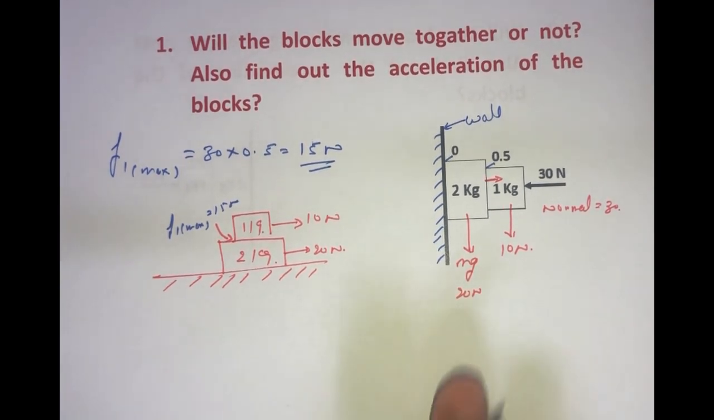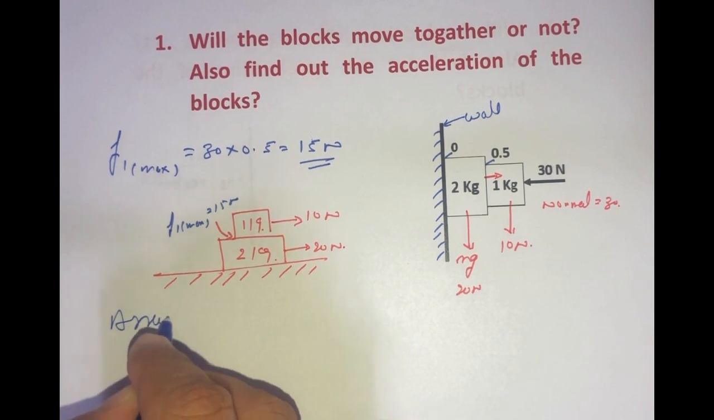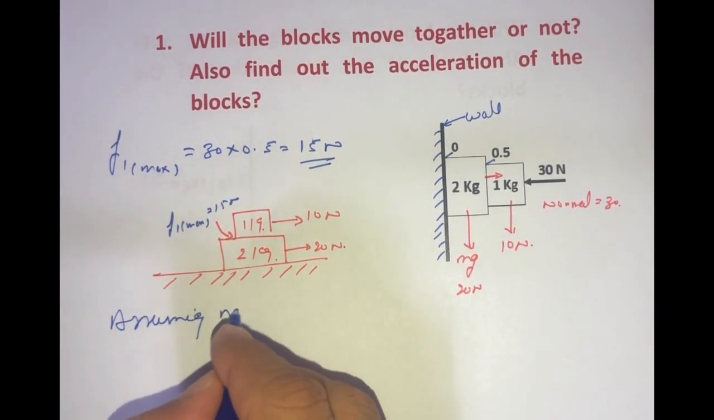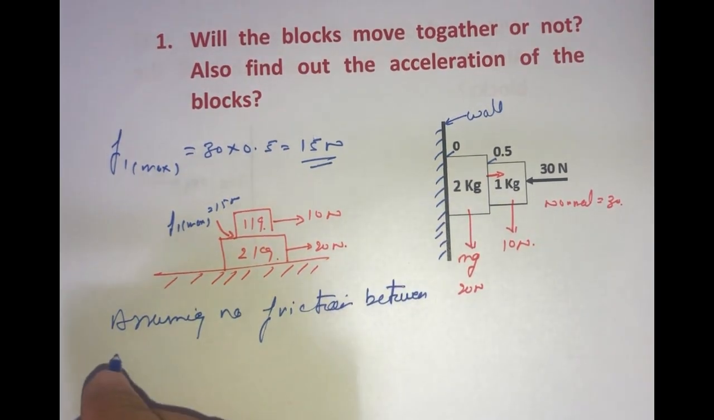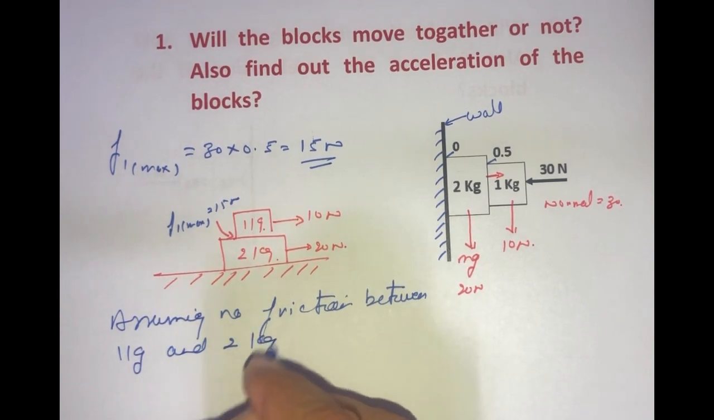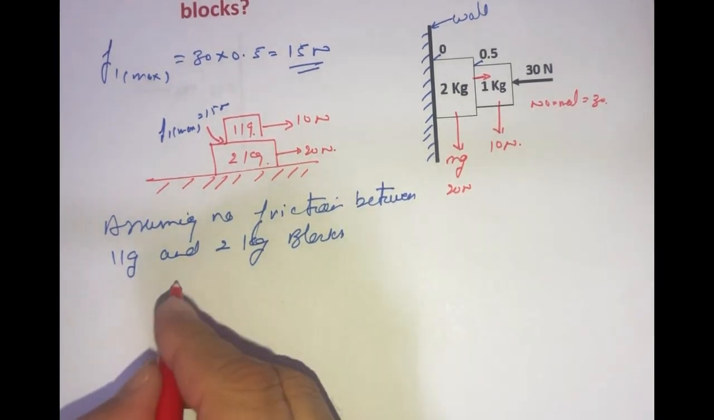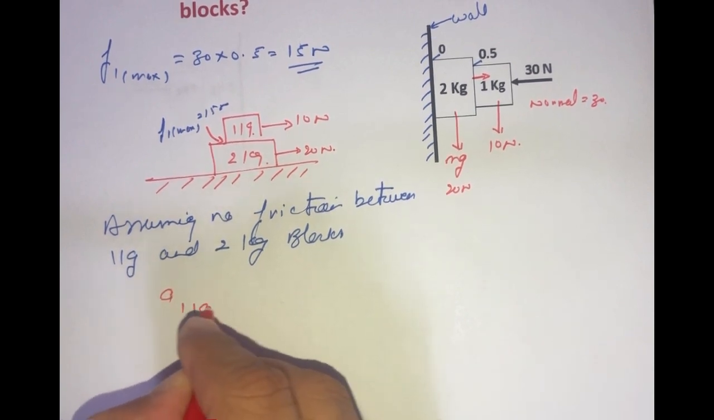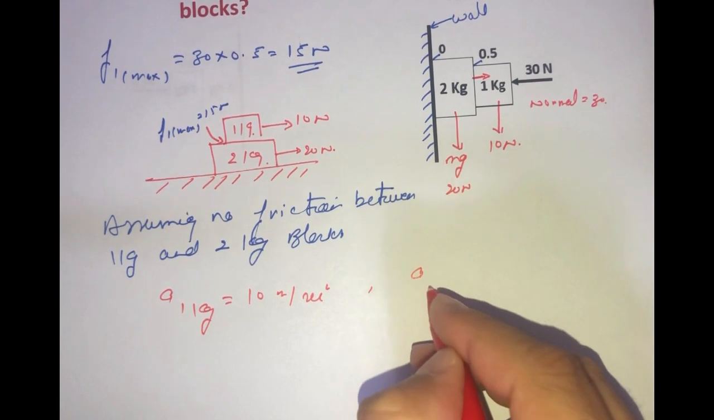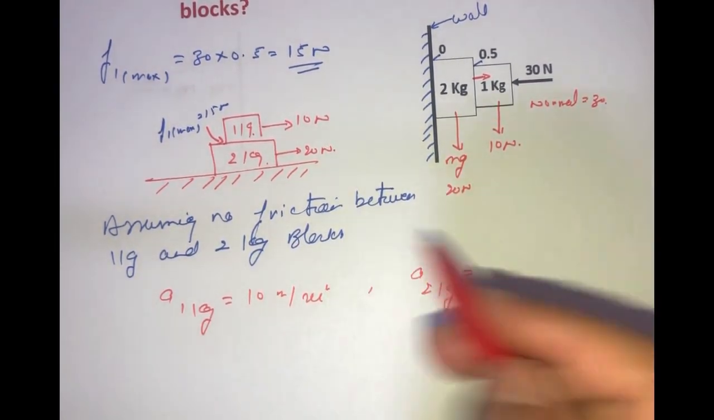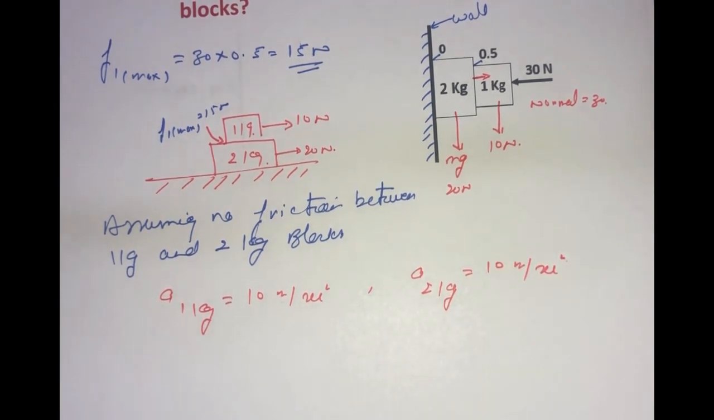So what we do, we assume that there is no friction between the 2 kg and 1 kg blocks and find out the respective acceleration. So we can find out that the acceleration of the 1 kg will be equal to 10 meter per second square, and the acceleration of the 2 kg will also be equal to, because the force is 20 Newton, this will also come as 10 meter per second square.